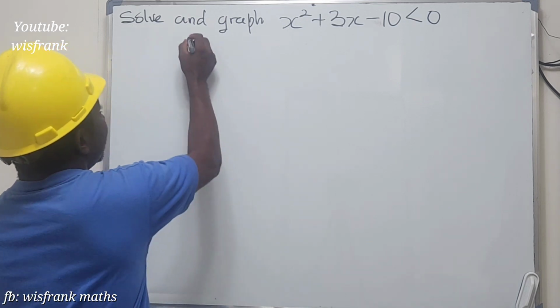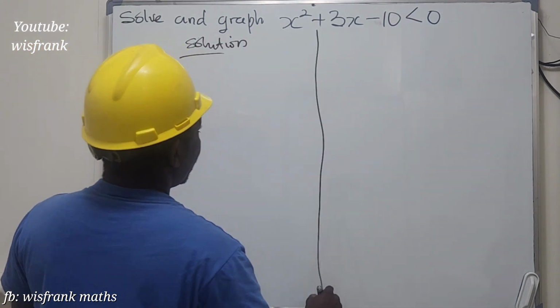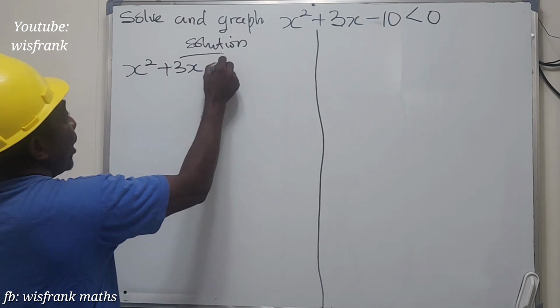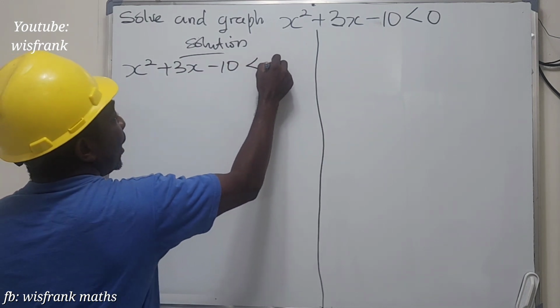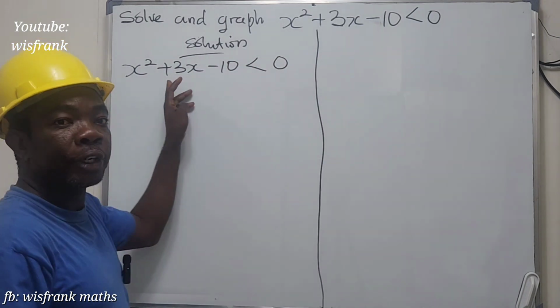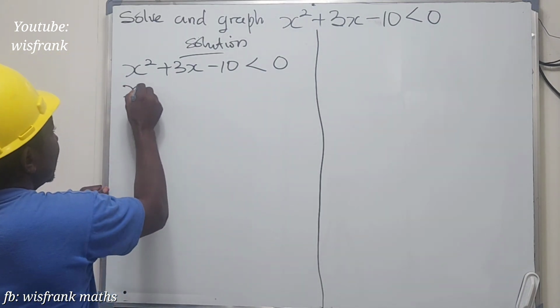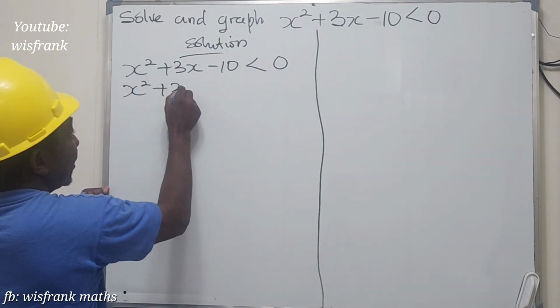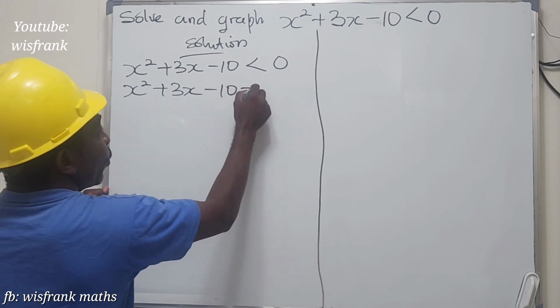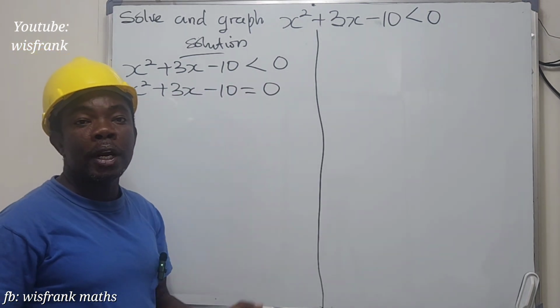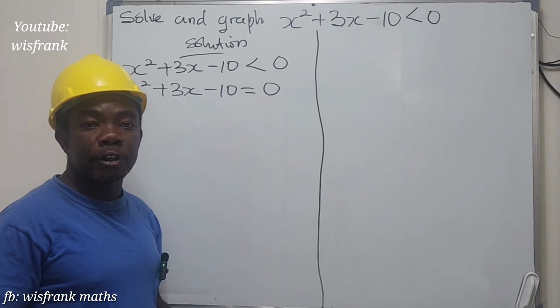So here we have the solution. We are given x to the power of 2 plus 3x minus 10 is less than 0. And we all know that this is a quadratic equation. For the quadratic equation, we have x raised to the power of 2 plus 3x minus 10 equals 0. So we are going to find the root of this quadratic equation by the factorization method.